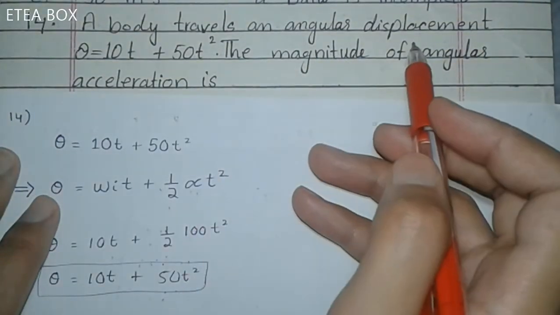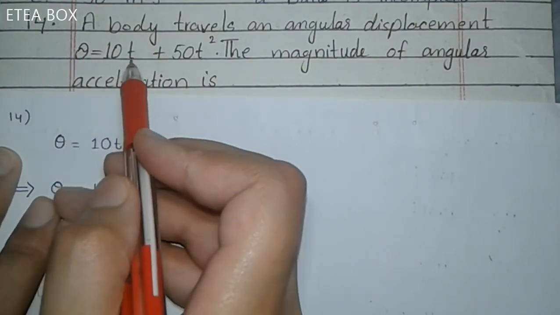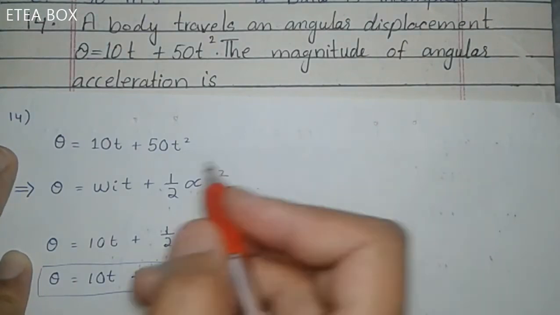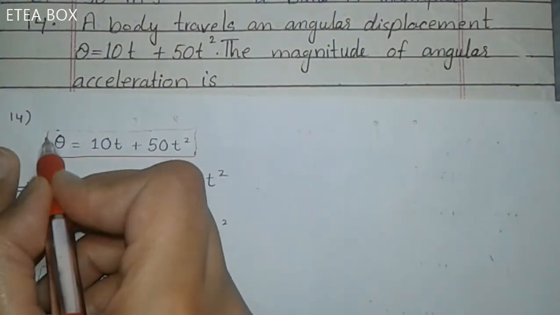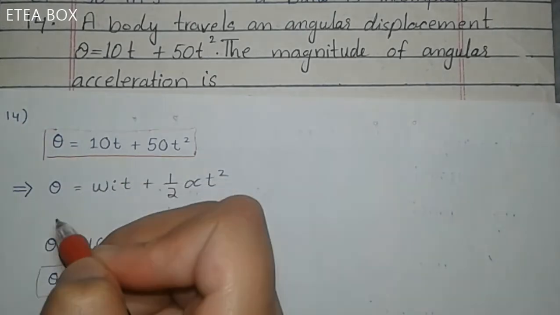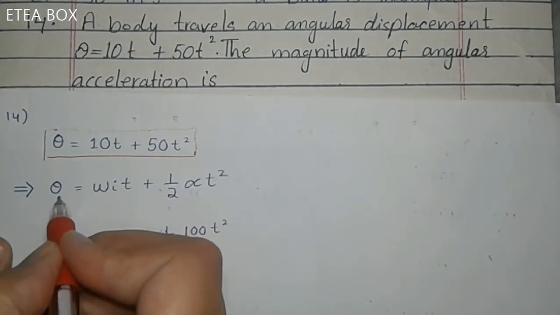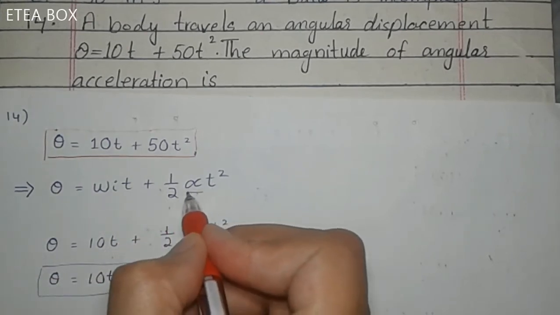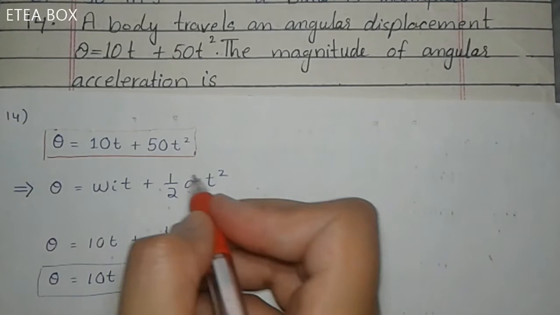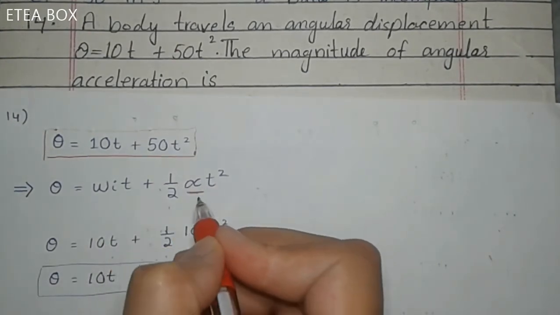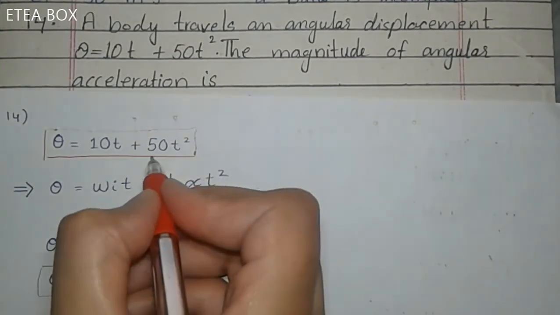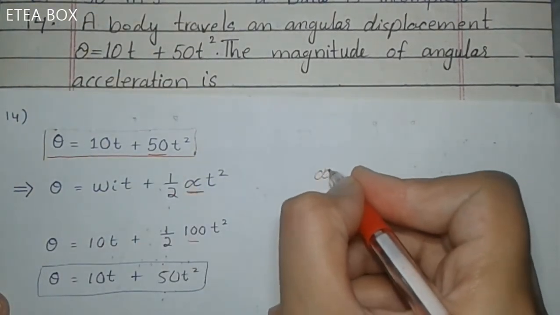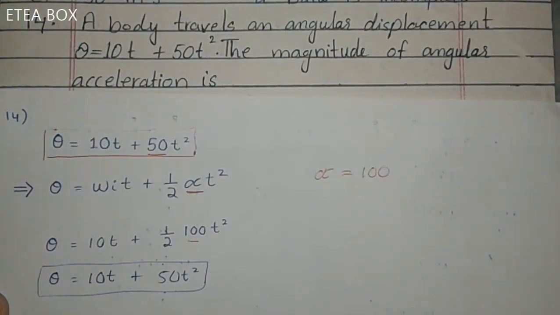A body travels in angular displacement theta is equal to 10t plus 50t square. The magnitude of angular acceleration is, now look here, we have been given an equation. Okay, it's the angular displacement. Now we know that the basic equation is like this: angular displacement is equal to initial angular velocity into t plus half angular acceleration t square. Now think about what the value of angular acceleration is, that we will get 50 as the answer. Okay, now let's suppose I put here 100. If I put angular acceleration equal to 100, then I will get the same answer.